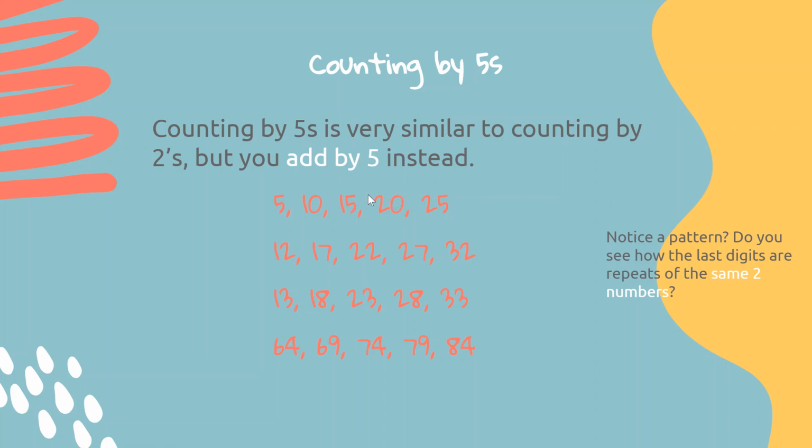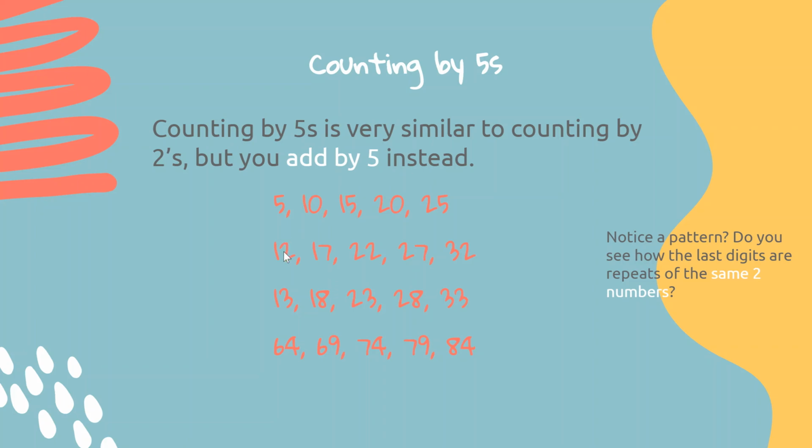Now, you have a pattern here, where the last digit is always a repeat of the same two numbers. Here we end with 5, here we end with 0, we end with 5, we end with 0, and we end with 5 again here. That is a characteristic of counting by fives. That is one of the things you should look out for when you're checking whether a sequence is being added by 5 or not.